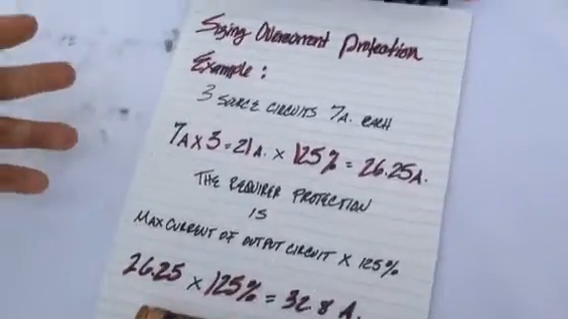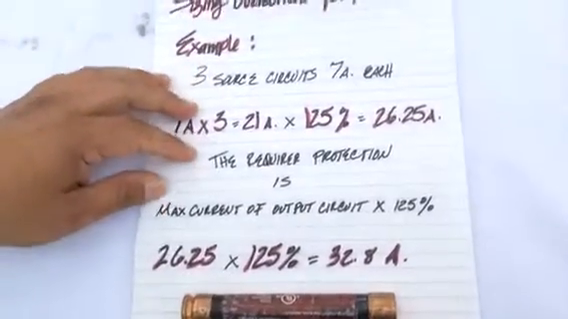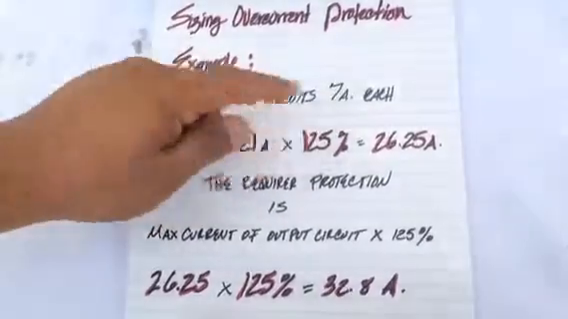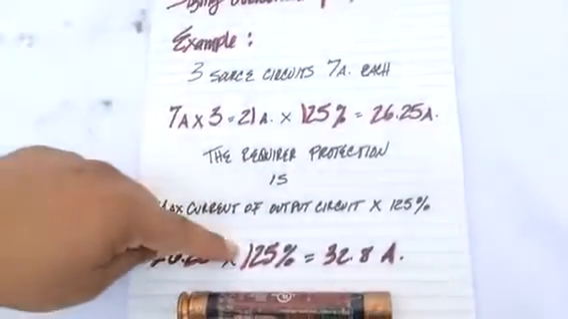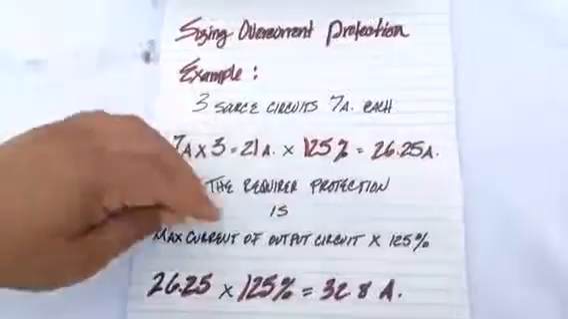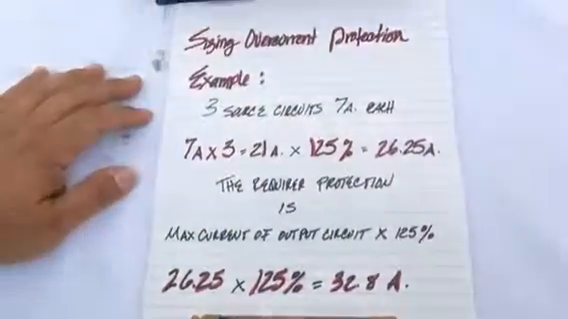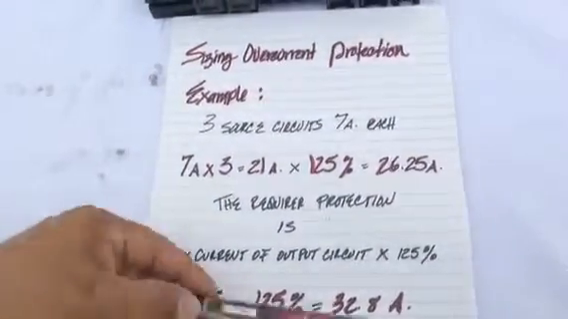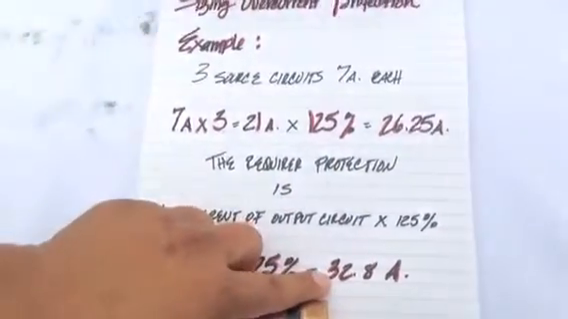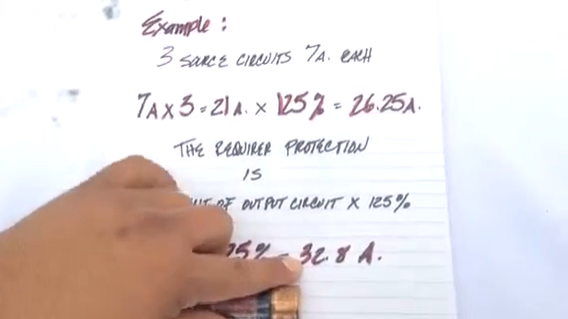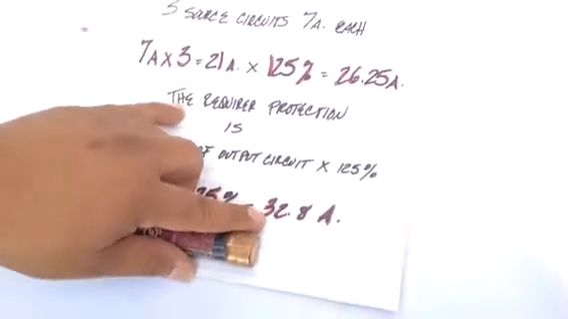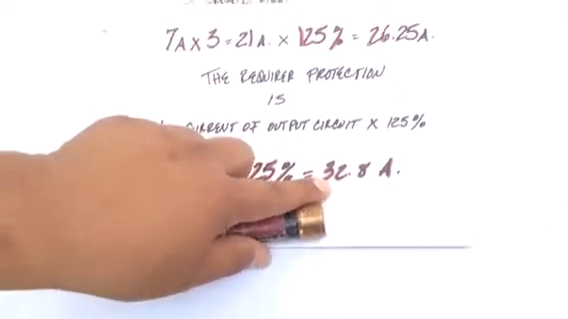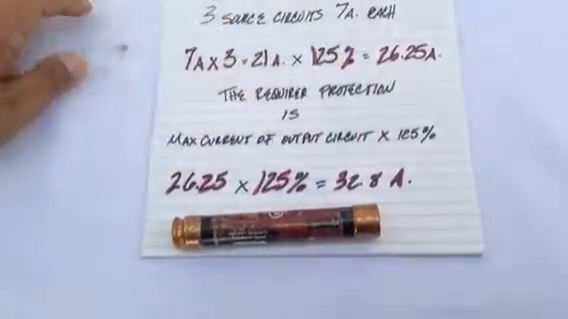Now, to get our overcurrent protection, what we do is we multiply our 26.25 by 125%, which will give us 32.8 amps. Since they don't make fuses or breakers at 32, they only make them in 25s, 30, 35s. We couldn't go with a 30 because we would be under, so we would have to go with the 35 amp fuse.